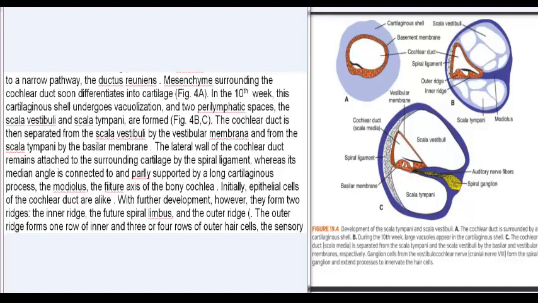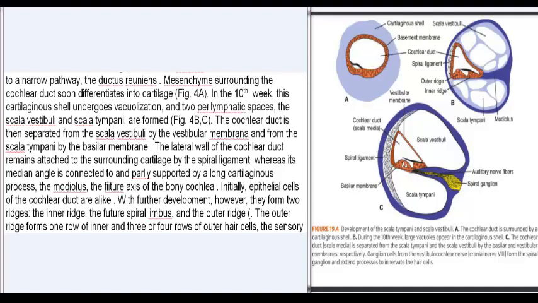The lateral wall of the cochlear duct remains attached to the surrounding cartilage by the spiral ligament, whereas its median angle is connected to and supported by a long cartilaginous process, the modiolus, the future axis of the bony cochlea. Initially, epithelial cells of the cochlear duct are alike. With further development, however, they form two ridges, the inner ridge, the future spiral limbus, and the outer ridge.